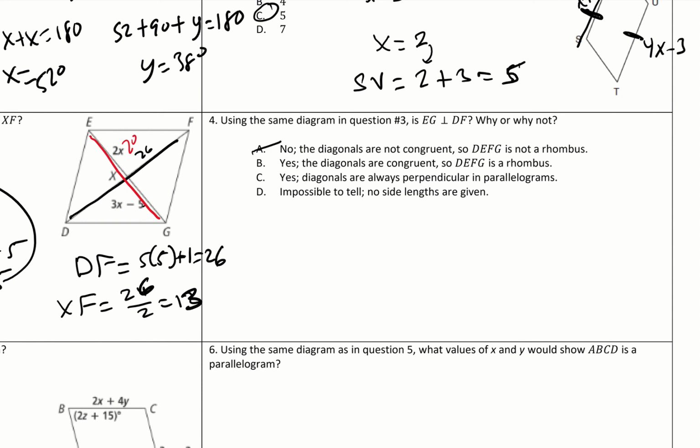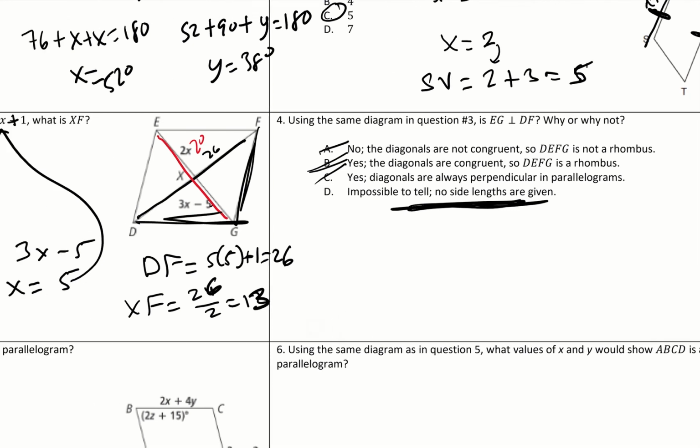The diagonals are congruent, which we know is not true, so automatically no. Yes, diagonals are always perpendicular in parallelograms. That is not true. They're only perpendicular in squares and in rhombuses, and that's not the case here. We don't know that this is a rhombus yet, right? They don't tell us. It's impossible to tell. They don't tell us that these sides are the same, right? The FG is the same as DG and so on, and therefore we cannot tell. So the answer is D.